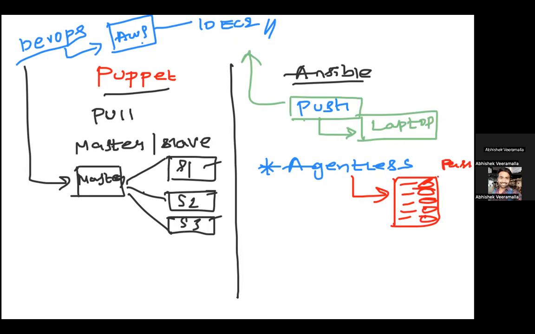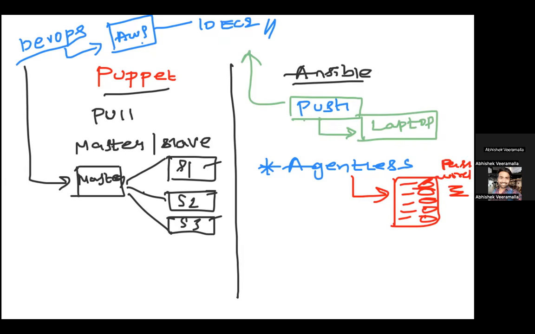What is passwordless authentication? That means this master, or the laptop on which you are running your Ansible playbook, should be able to connect to these EC2 instances without any password. I'll also show you how to enable passwordless authentication. So don't worry about these two things: one is passwordless authentication, and the other is the inventory file.